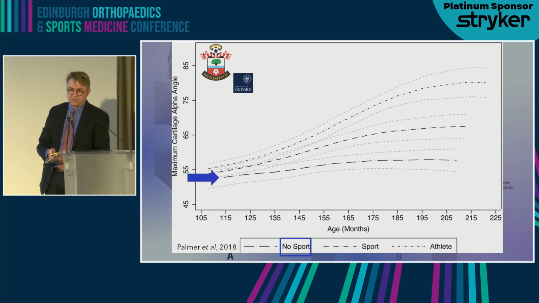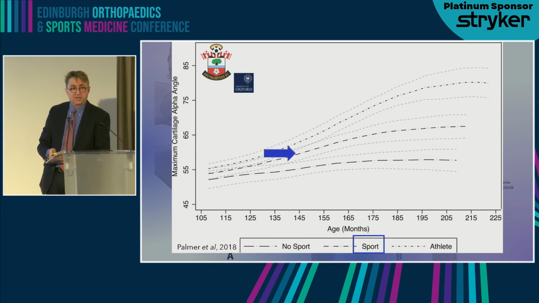I don't have time to go into the other one, but this is the cross-sectional figure from Anthony's paper in British Journal of Sports Medicine, indicating that there's a relationship between the maximum cartilage alpha angle, the first time that cartilage alpha angle was described in the literature, and age. And you'll note there that for those who didn't participate in sport, no sport, this remains sort of a flat line, so the alpha angle doesn't increase.